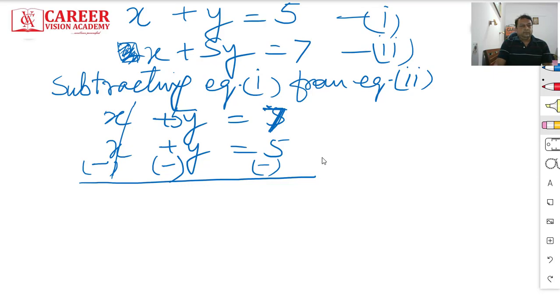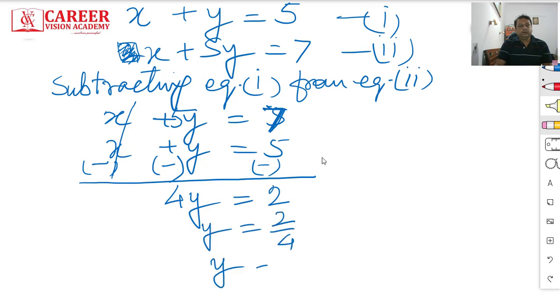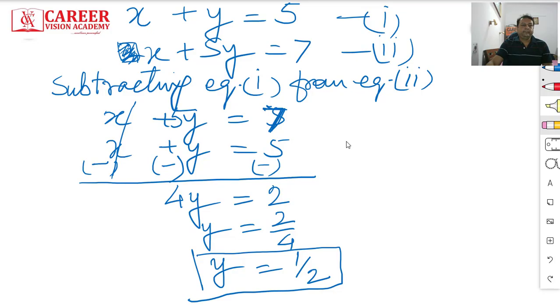What do you get here? You get 5y minus y, that is 4y, is equal to 7 minus 5, which is 2. So y is equal to 2 upon 4. So we get y is equal to 1 upon 2. We got the value of y.